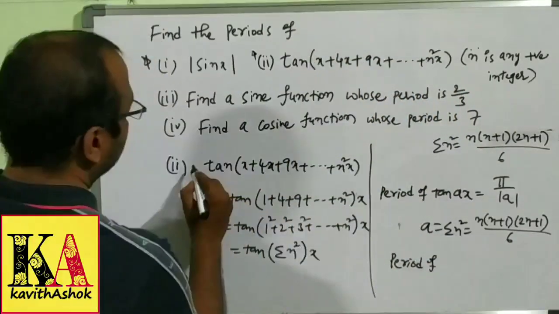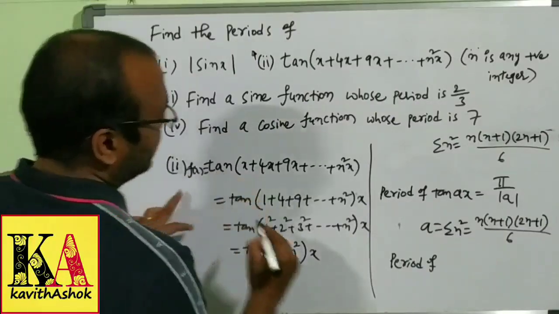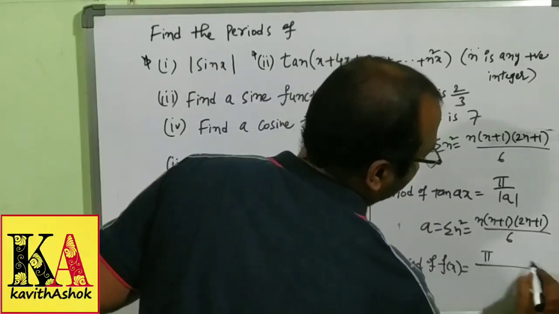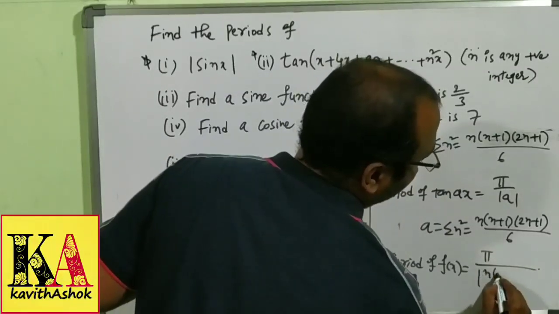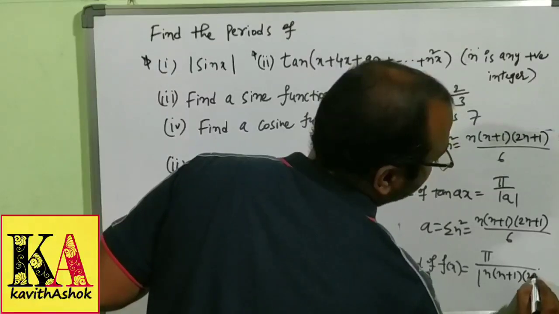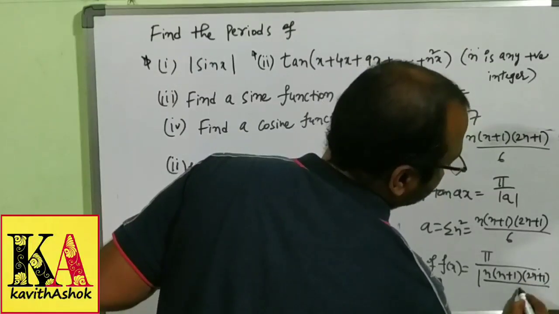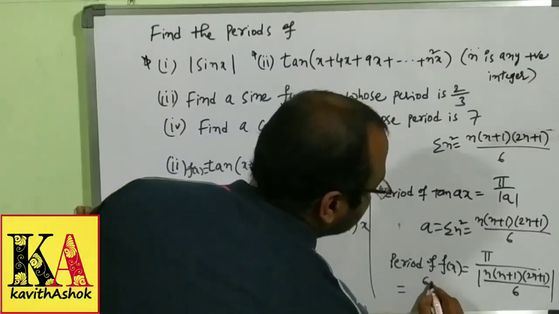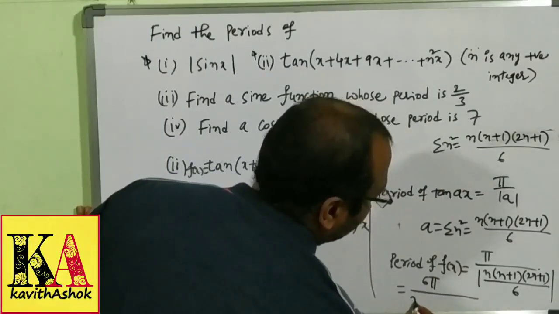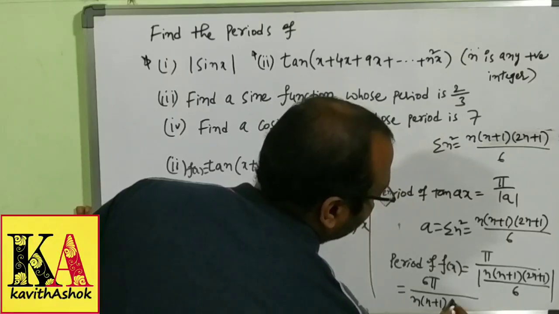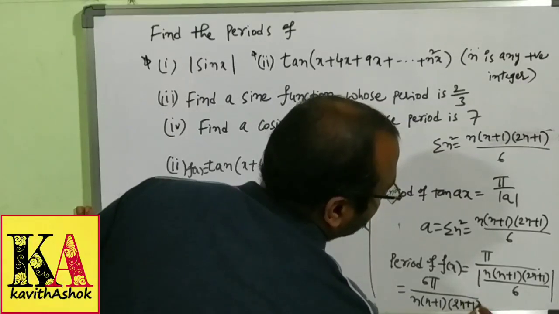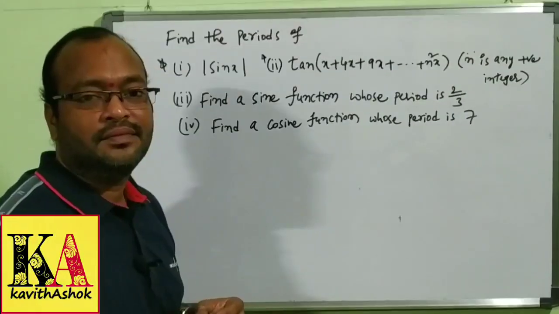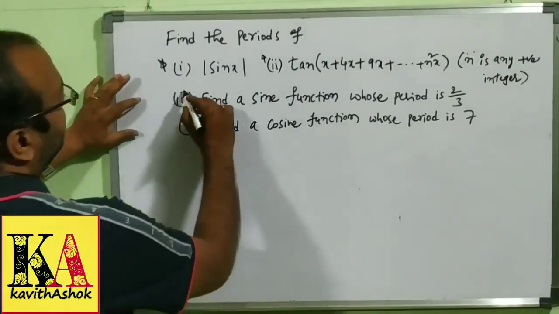So that's why the period of this function f of x is equal to pi by mod n into n plus 1 into 2n plus 1 by 6. So it will be reversed. Finally what we get as the answer? 6 pi by n into n plus 1 into 2n plus 1. This is also a very important problem for the annual exam. Right. Once see this problem.